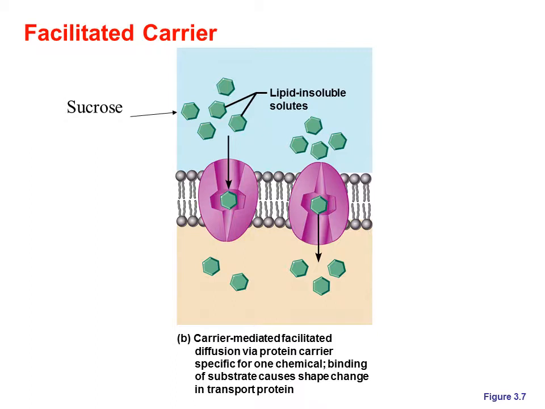Here we have an illustration of sucrose that is located in a higher concentration outside of the cell. It is going to bind to a carrier protein and be carried into the cell. This is also a passive process. ATP is not required. The sugar is moving based on concentration gradient.